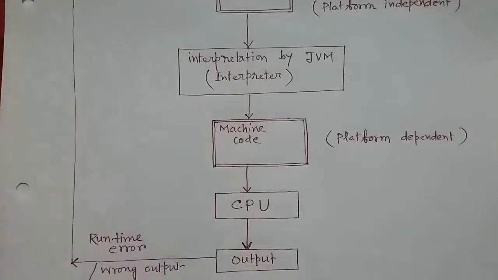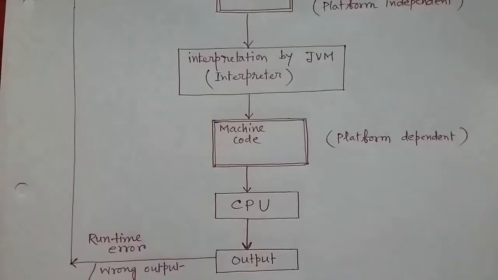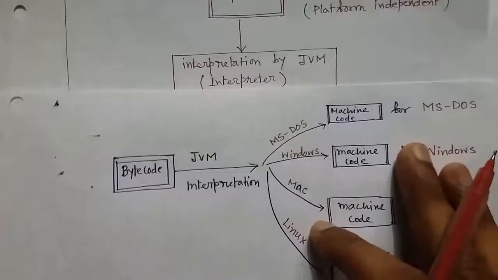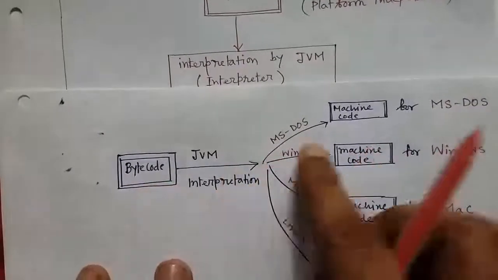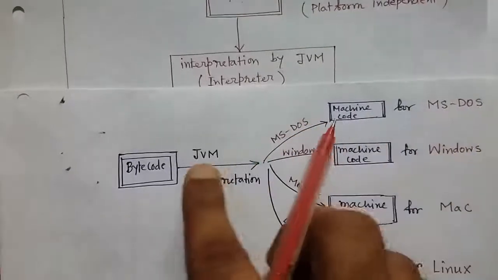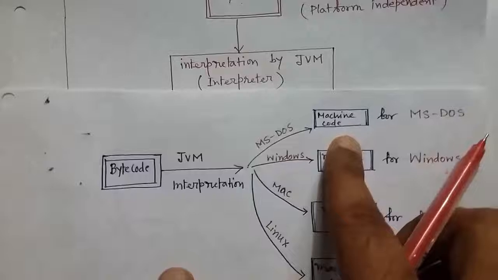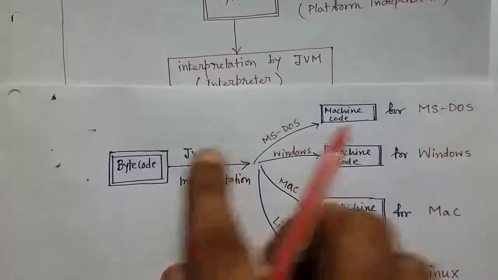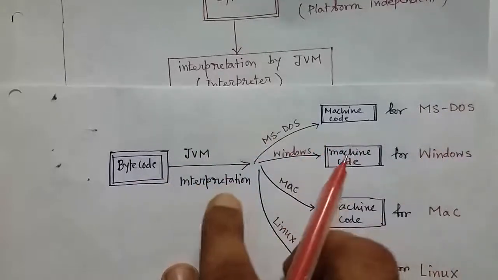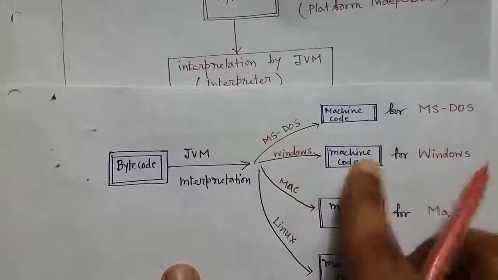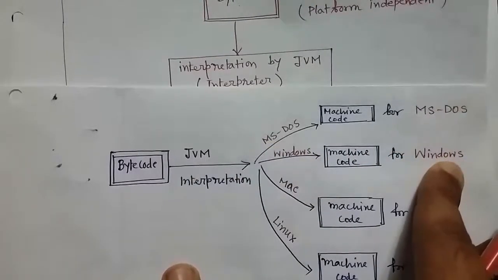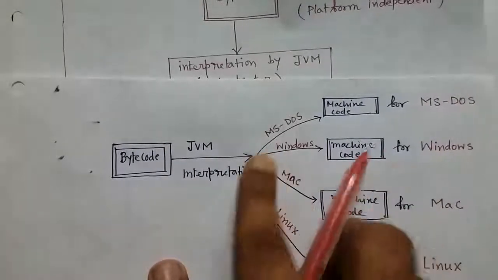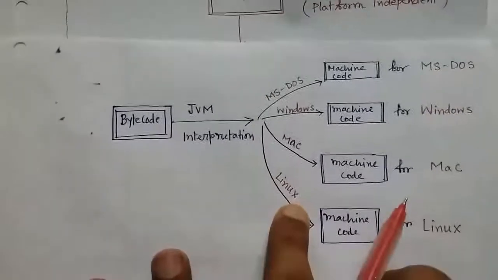Okay, for example, if I show you, suppose this one: if bytecode is run on an MS-DOS based machine, then the JVM will generate machine code for an MS-DOS based machine. If the bytecode is run on a Windows based platform, then the JVM will generate machine code for a Windows based platform. The same thing happens for the Mac platform, and the same thing will also happen for the Linux platform.